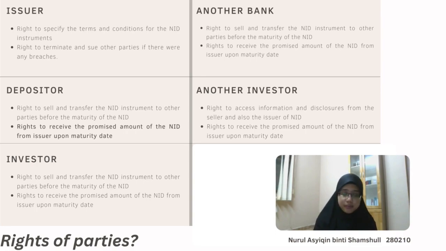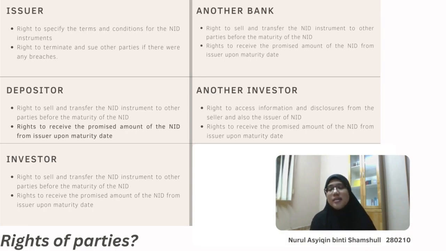Next, the another bank. The first right for the another bank is the right to sell and transfer the NID instrument to other parties before the maturity of the NID. The another bank party has the right to sell the NID instrument before maturity to another party and receive the payment of the NID from the other party. This means that after buying the NID from the investor, the another bank party will then resell the NID and give the other parties the right to receive the principal amount plus interest of the NID upon maturity from the issuer.